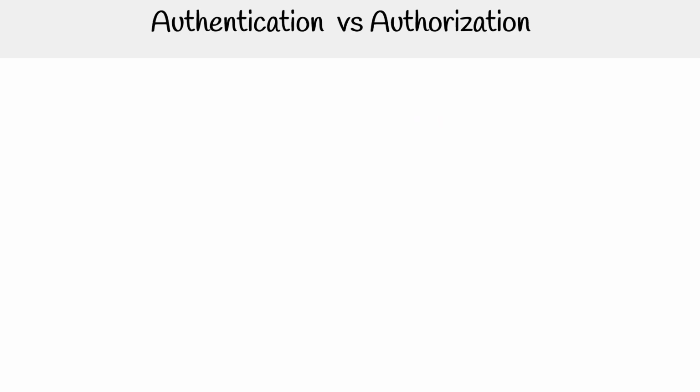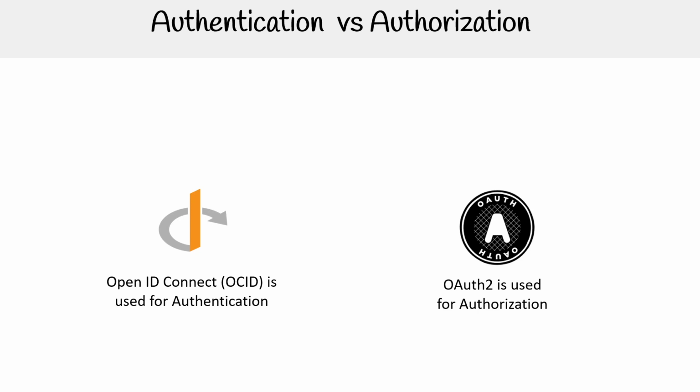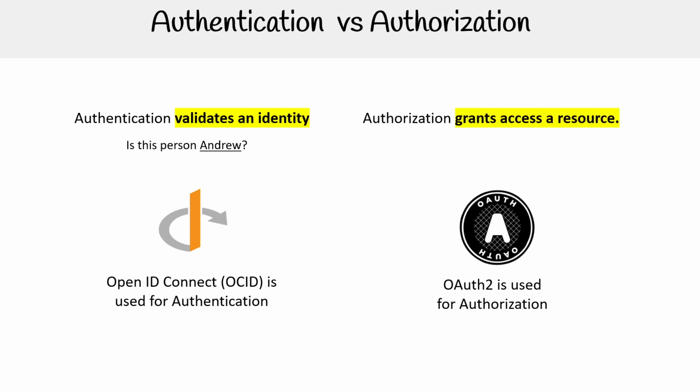So let's just make it very clear the difference between authentication and authorization, because I always get these mixed up. The idea is that OpenID is used for authentication. OAuth 2 is used for authorization. So authentication validates an identity. It says, who is this person, like Andrew? And authorization grants access to a resource. So does Andrew have access to this web app? Hopefully it's clear the difference between these terms, but I do feel that they get used interchangeably and sometimes are misused, but those are what these two things mean, okay?